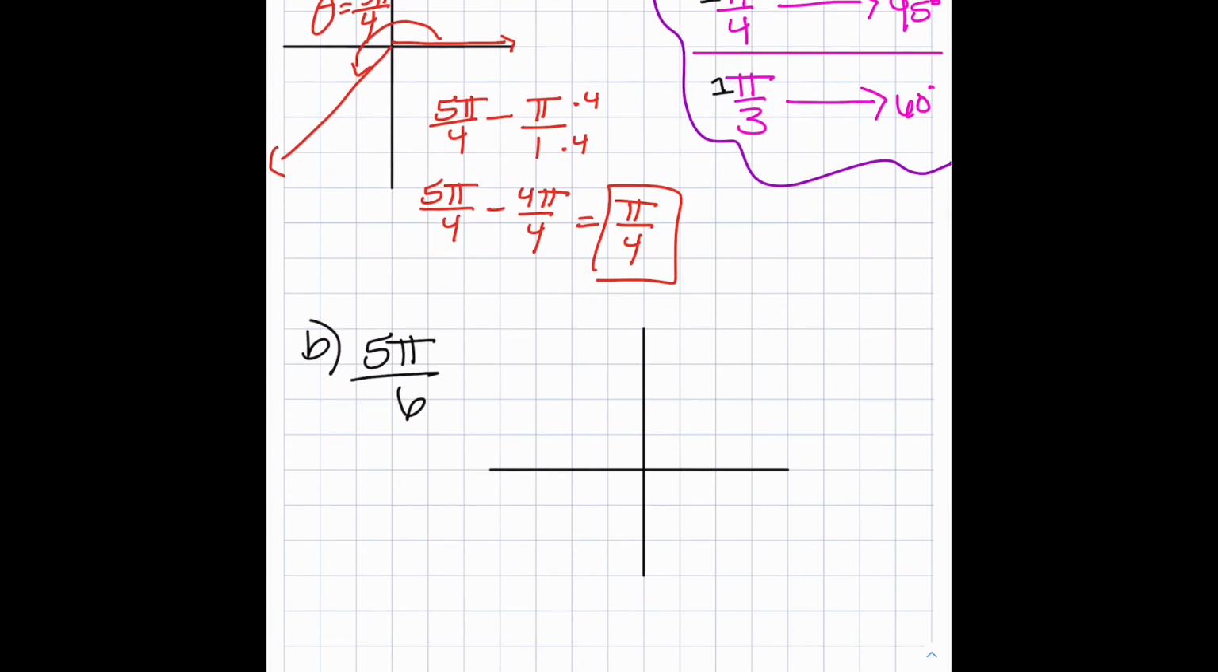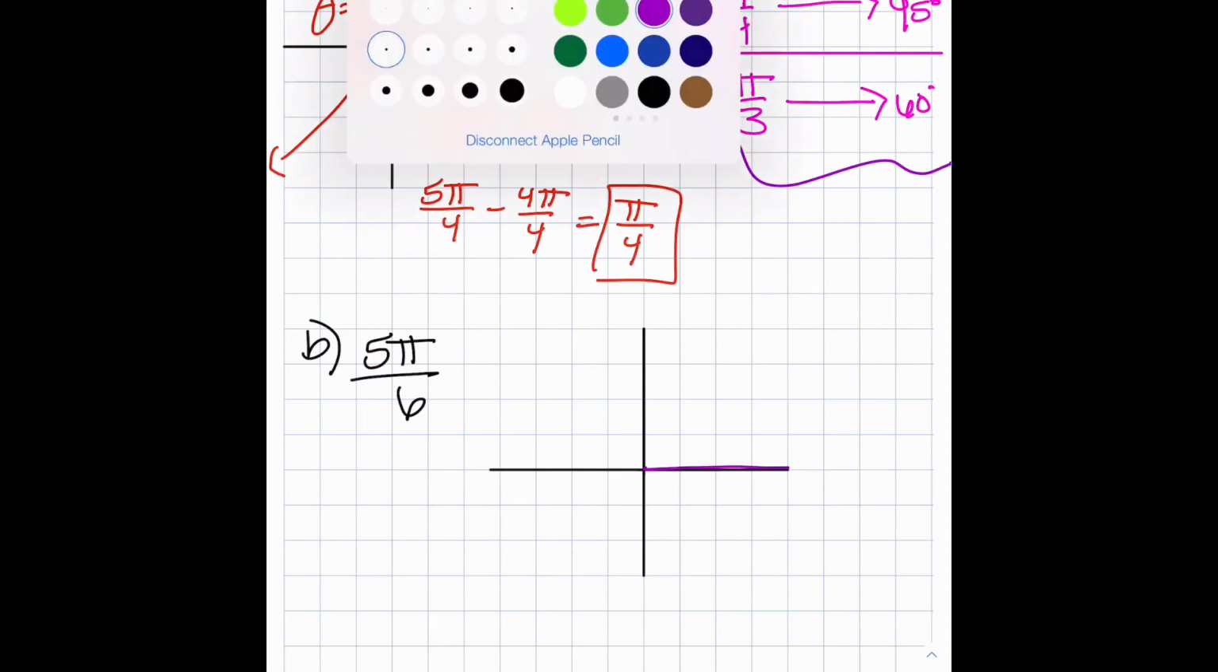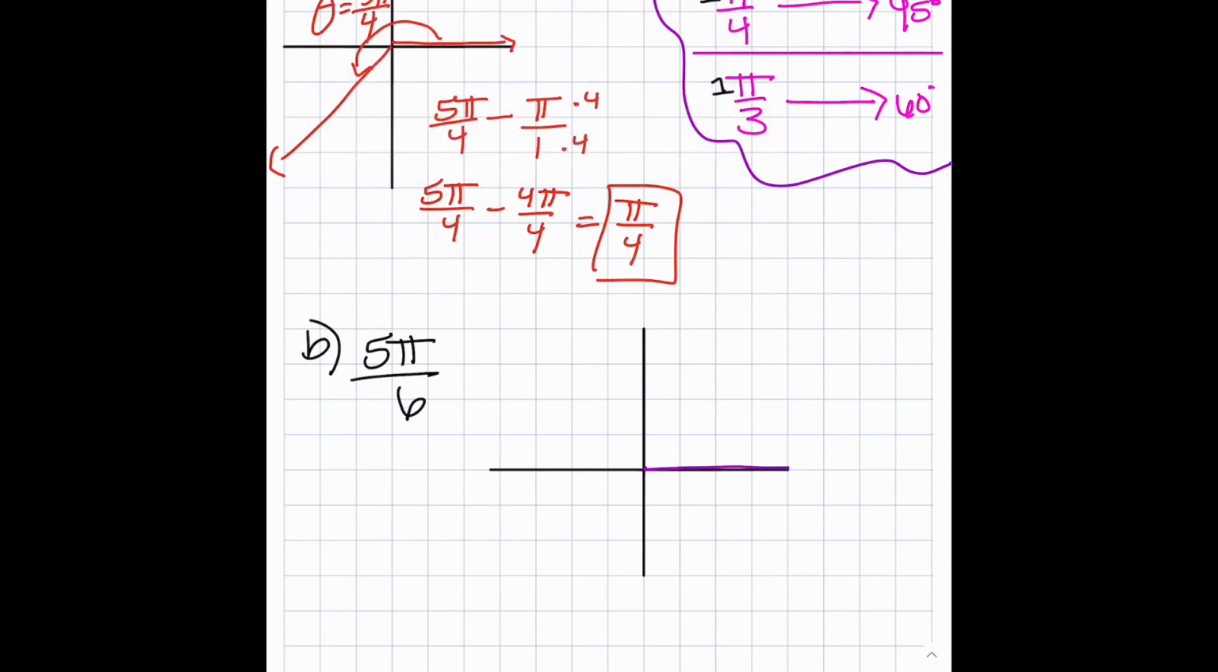So I'll start here. And one 30-degree angle, that's about here. And another 30-degree angle goes about here. And so if you think about it, I can make this a little neater. This is 90 degrees, right? How many 30-degree angles live in the 90-degree angle space? 3 30-degree angles. 3 times 30 is 90.